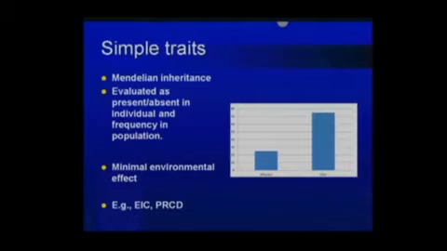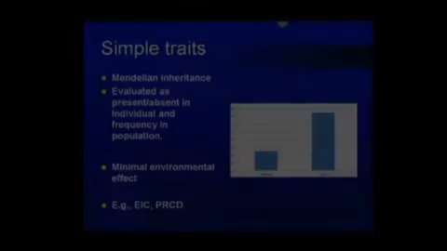You've got simple traits, and forgive me if this is overly simplistic, but I didn't want to assume anything if I could help it. Simple traits are simple Mendelian inheritance, one or a couple of genes causing it. It's a trait that's either there or it's not there. Typically, the environment is not playing a role. It may play a trigger role, but the environment is not interacting a lot with whatever the condition is. In our colonies, good examples of those are exercise-induced collapse and PRA.